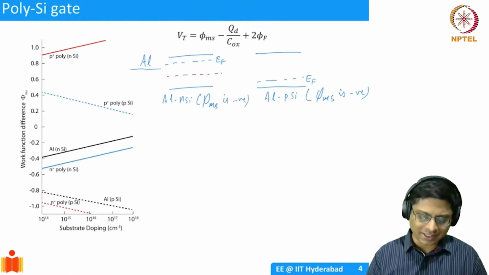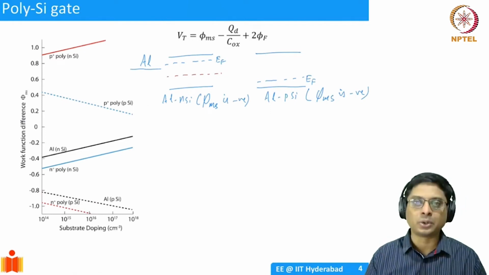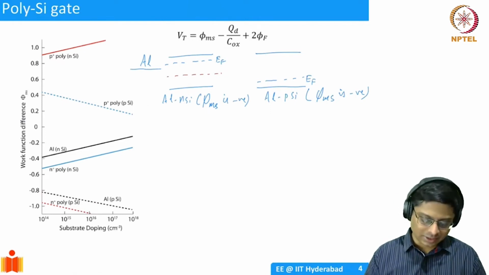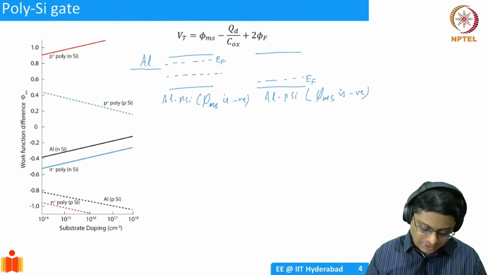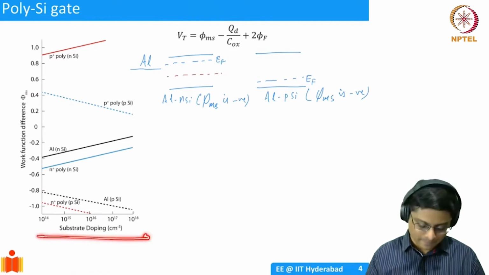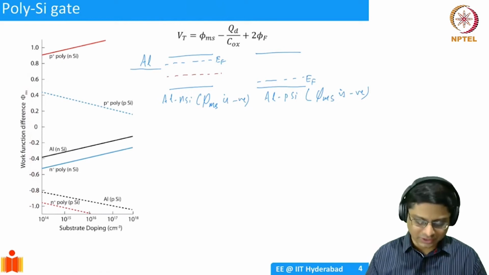You can try to put in the exact work function of the aluminum and then compute and see what happens for different doping densities. You will see that it will be like this. So this is also another way of showing that. Here is the substrate doping on the x-axis and work function difference on the y-axis. We'll come to the various things.